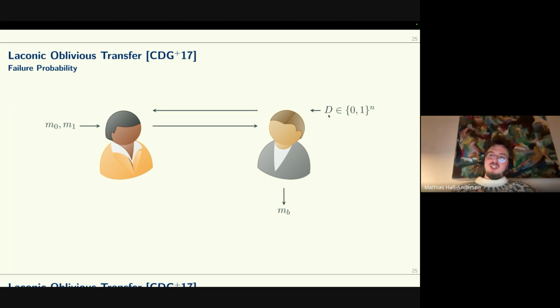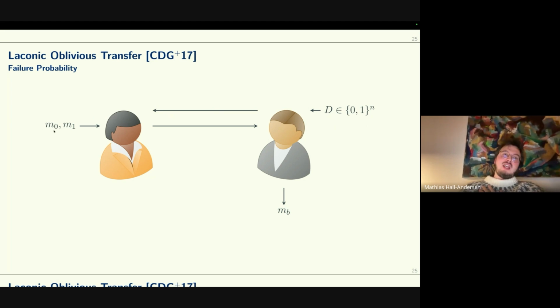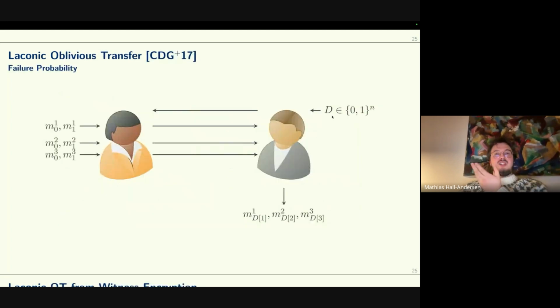And you commit to all of these bitwise choices, and then you can compute a hash of this entire database of choices that you made. And then at a later point, I can take your database hash and send M0 and M1, such that you can only recover the correct M that corresponds to the bit in the database. Yeah, this is exactly it. You can do this for multiple messages. It's kind of like a compressed version of oblivious transfer, for those who are familiar with it.